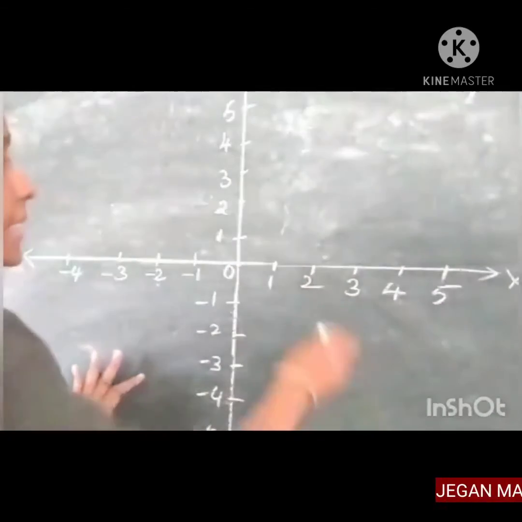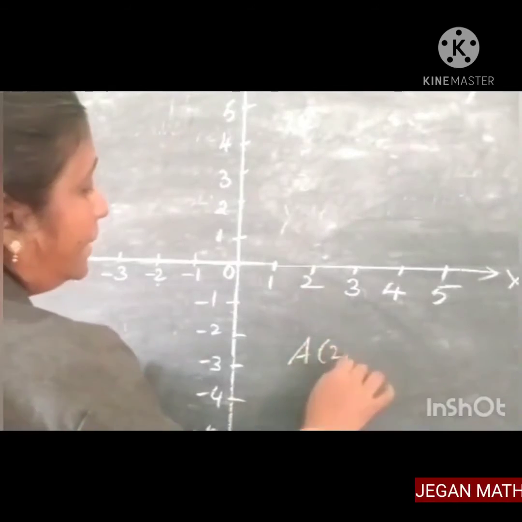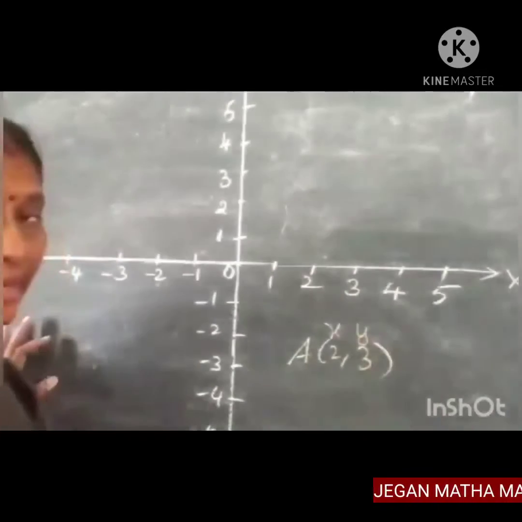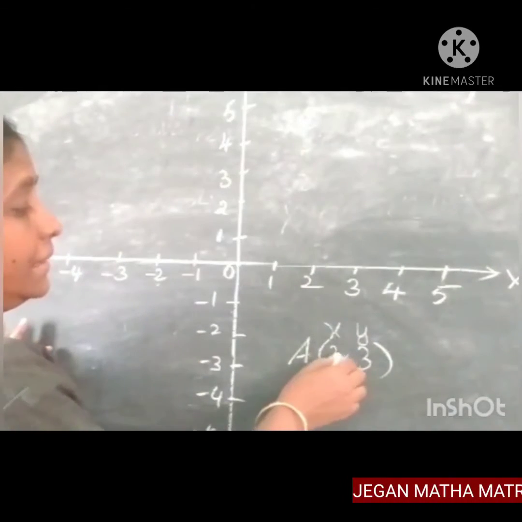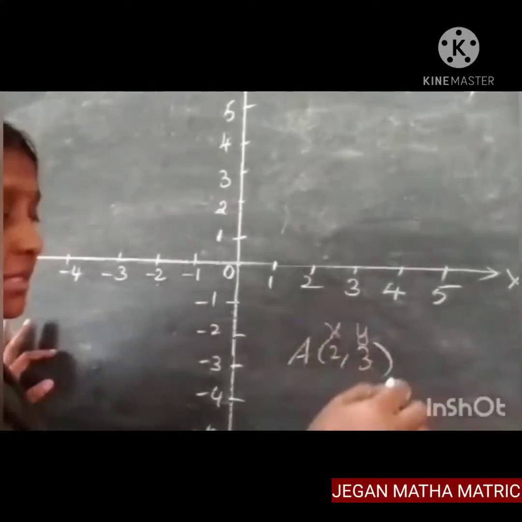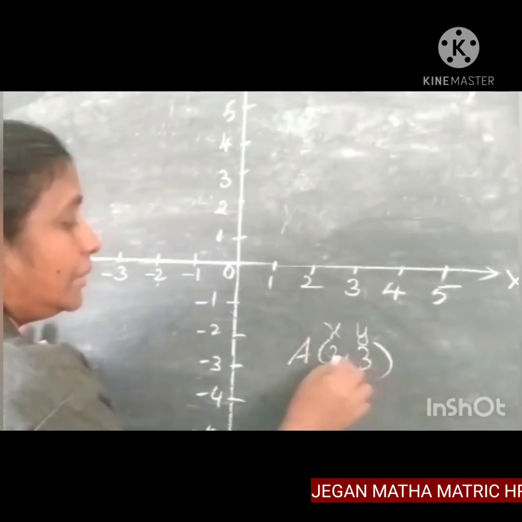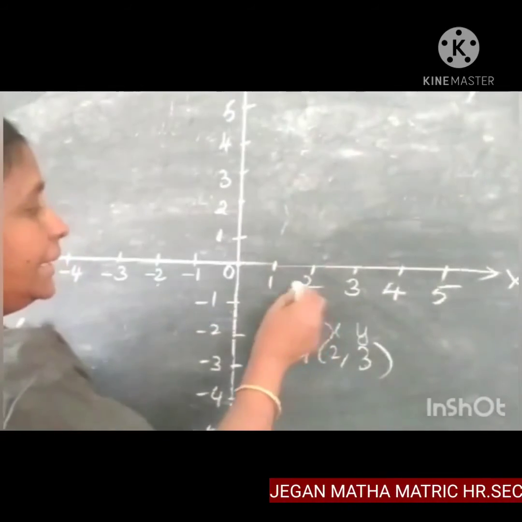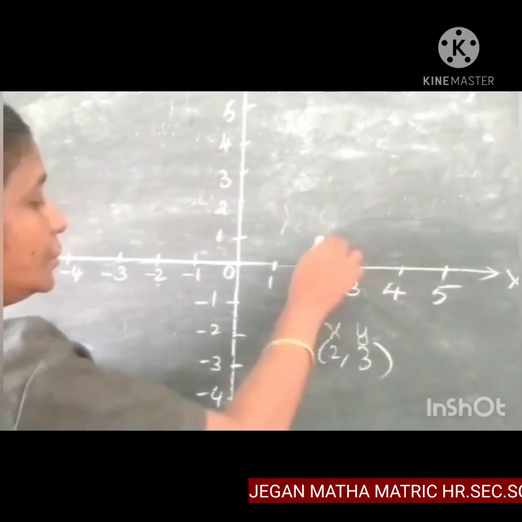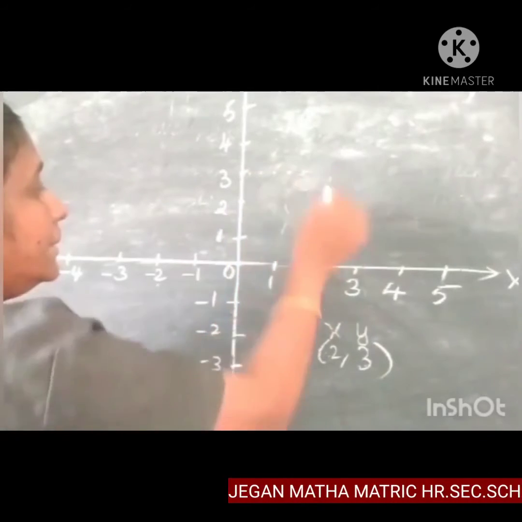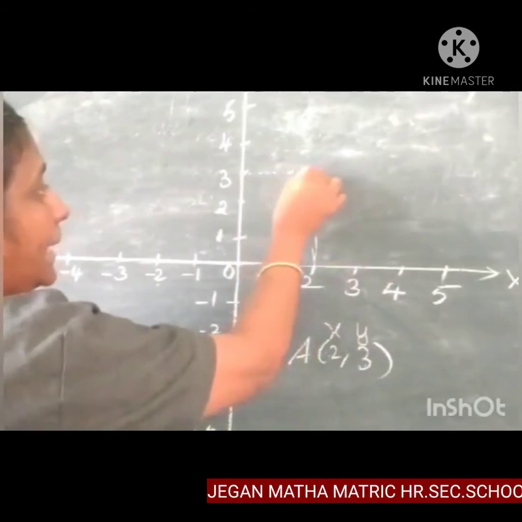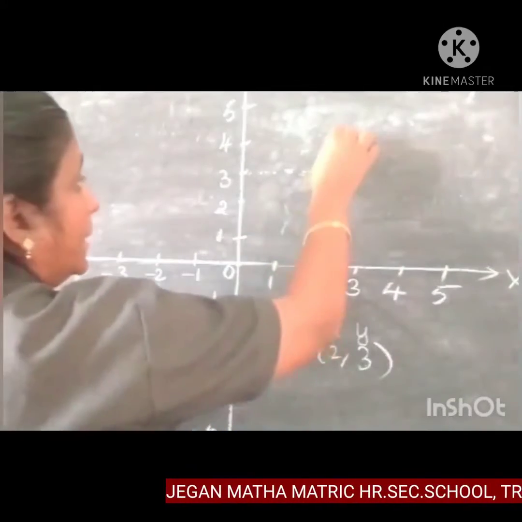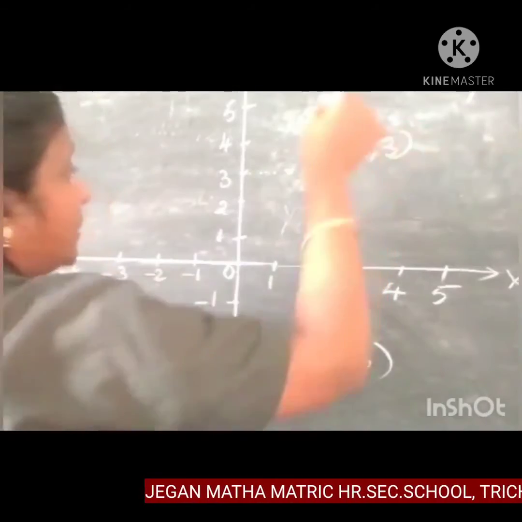Let us take point A, (2, 3). 2 is on the x-axis, 3 is on the y-axis. 2 is positive only; here they are not giving any sign, which means it is understood as positive. So plus 2 and plus 3, both are plus, so that point comes in the first quadrant only. Here on the x-axis plus 2 is here, and on the y-axis 3. Using the scale you put the dotted lines like this and then mark A (2, 3). First point over.